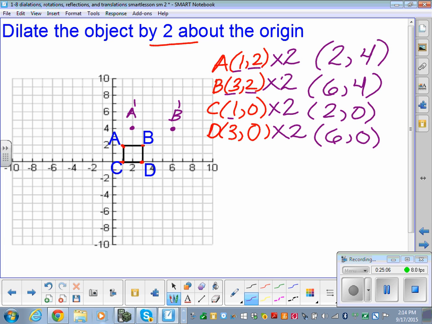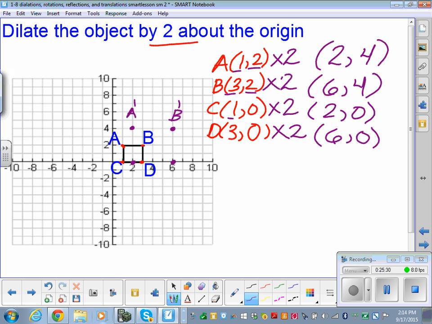C naught is at 2, up 0, over 1, 2 up 0. And then D naught is at 3, 0, over 6, 0. Over 6, up 0. Up 0. Up 1. Up 0. Up 0. I see what you did wrong. I do that all the time.